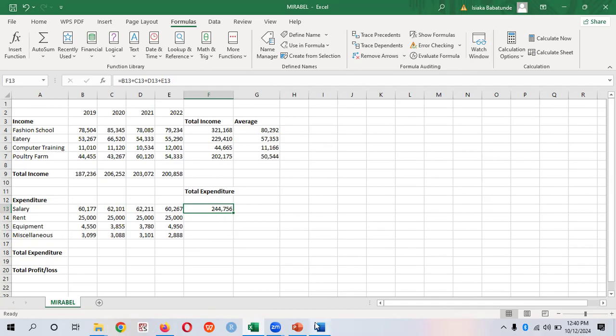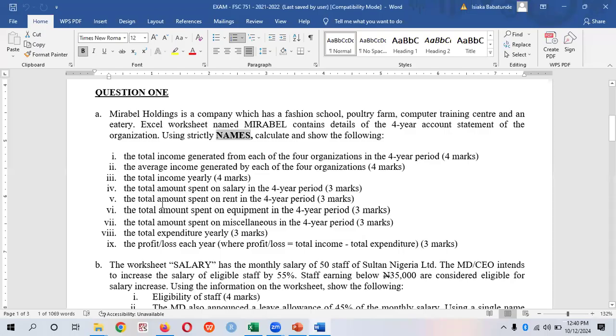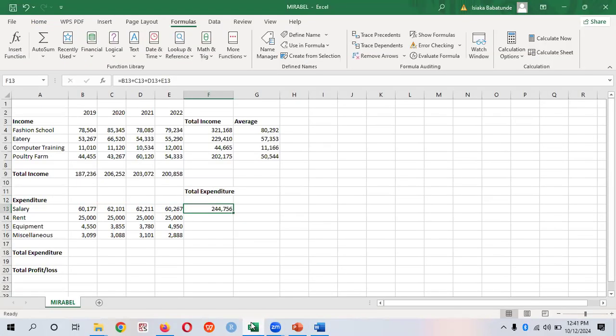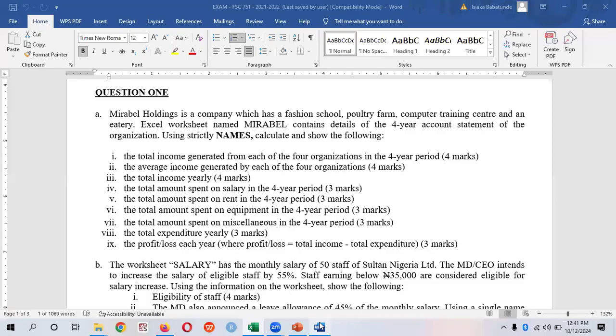Let's go back to the question. The next question is, what amount was spent on rent? On rent, let's go back to the Excel. On rent, the company spent 25,000 each year. You can see the amounts are the same each year. So for 4 years, the company will spend 100,000. You are not to enter the 100,000, you have to calculate it. So come here, enter equal sign, select the first cell plus the second one plus 2021 plus 2022, then click enter. In a period of 4 years, the company spent 100,000 on rent. That answered this question 5.